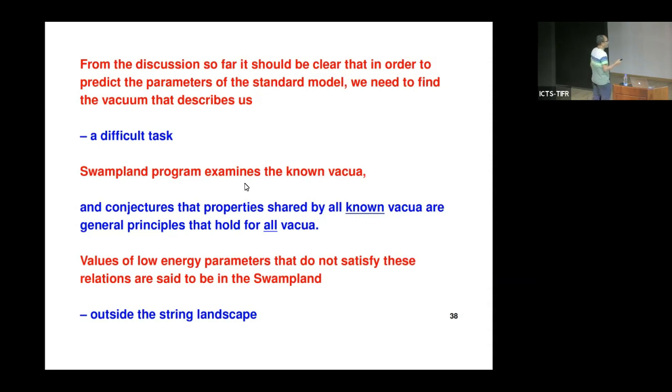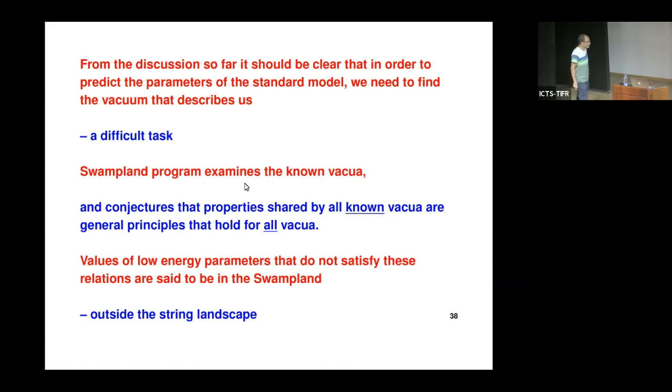So what the swampland program proposes is the following. It examines the known vacua, and then it conjectures that the properties that are shared by all known vacua are general principles that must hold for all vacua. This means that the values of low energy parameters that do not satisfy these general relations are not part of string theory. String theory cannot give rise to those kinds of vacua, and they are said to be in the swampland, because they're outside the string landscape.